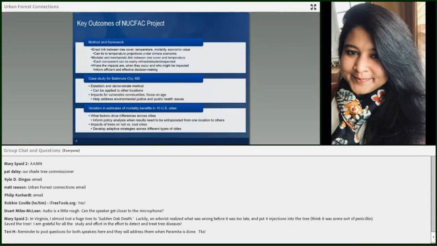So some of the key outcomes of this project, I see there as being three clear parts to this. The first part is the method and framework, and this was actually the bulk of the work in making the links between tree cover, temperature, mortality, and economic values in one consistent framework and tool. And the advantage of this kind of tool is you can tie temperature projections to this kind of framework pretty easily.